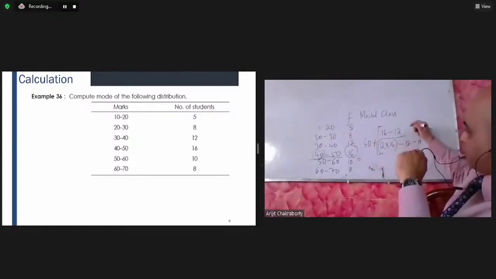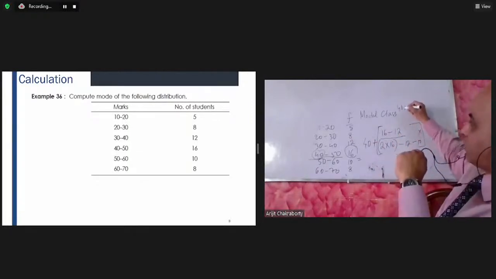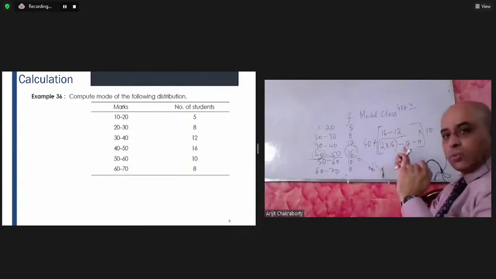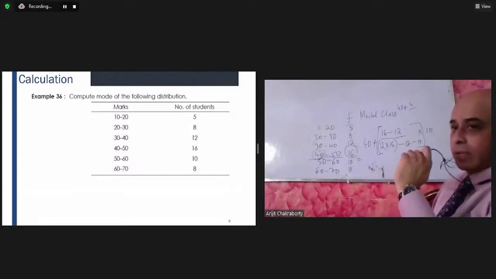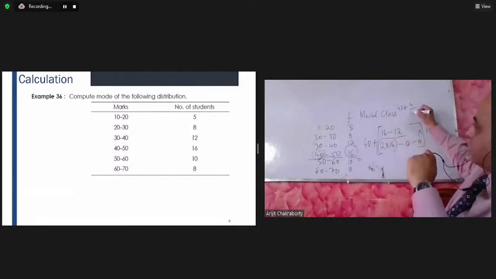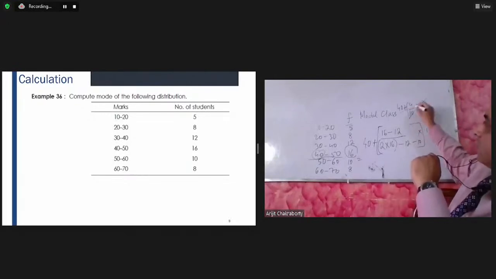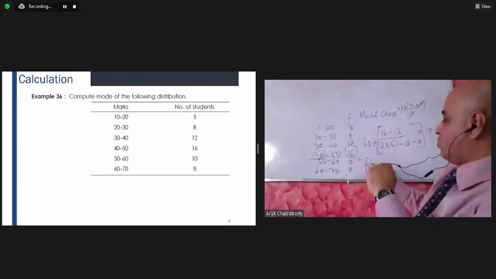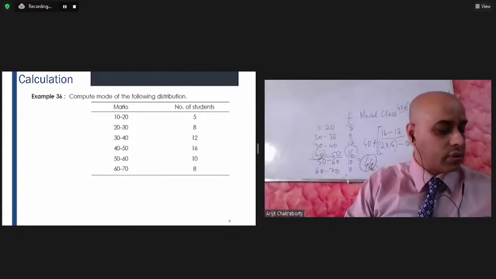So what do I get? 40 plus, so I'll just write it here, 40 plus 16 minus 12 is 4, and in the denominator I am getting 16 twos are 32 minus 12, that is 20. 20 minus 10 is 10. So in the denominator I am getting 10, but I have to multiply it by 10 again. So 10 and 10 cancel out, so I'm left with 40 plus 4, and therefore the mode comes to 44. The mode is 44. Okay, many of you have got 44.